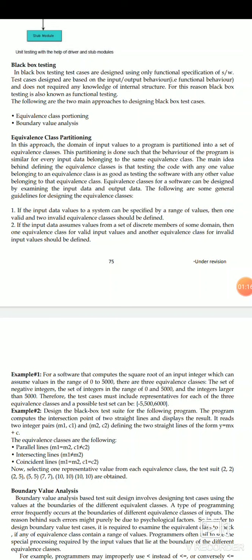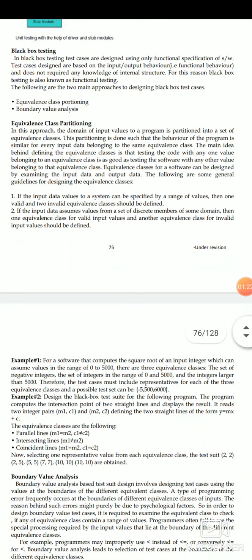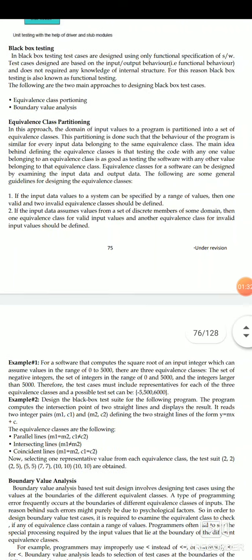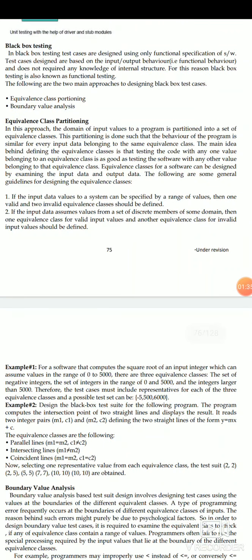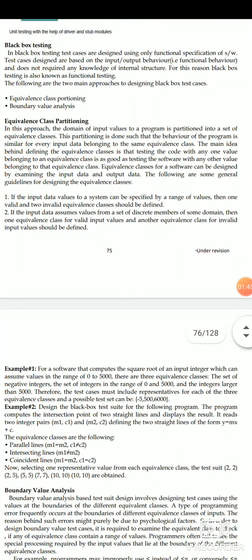This is done in such a way that the behavior of the program is similar for the input data belonging to the same equivalence class. That means if the inputs have been divided into three classes, then we will take three values from the three classes, and testing the software with those three values will be equivalent to testing the software with the full set of values. The main idea behind this is to prevent the rigorous testing of the software.